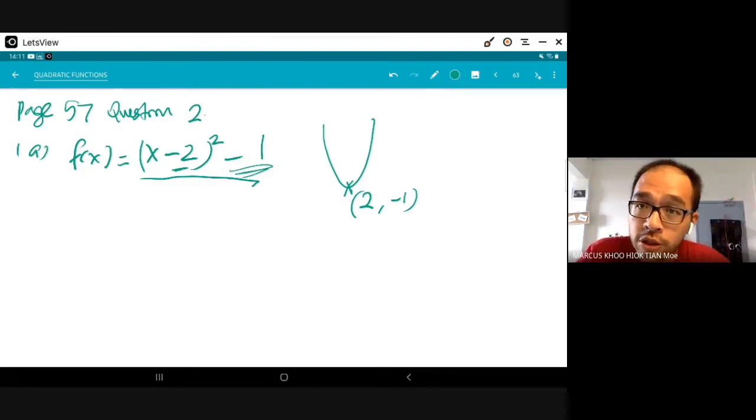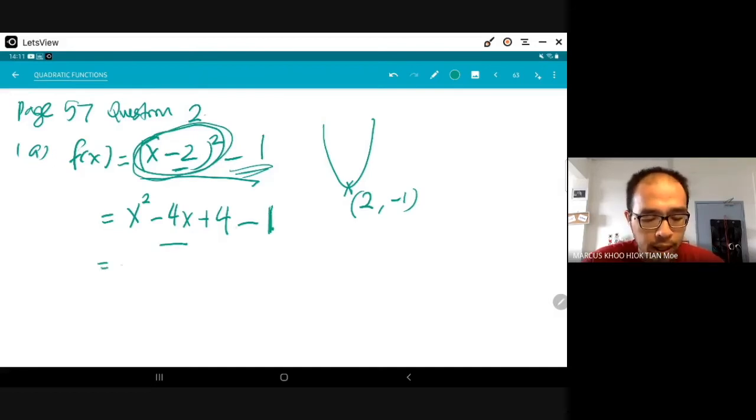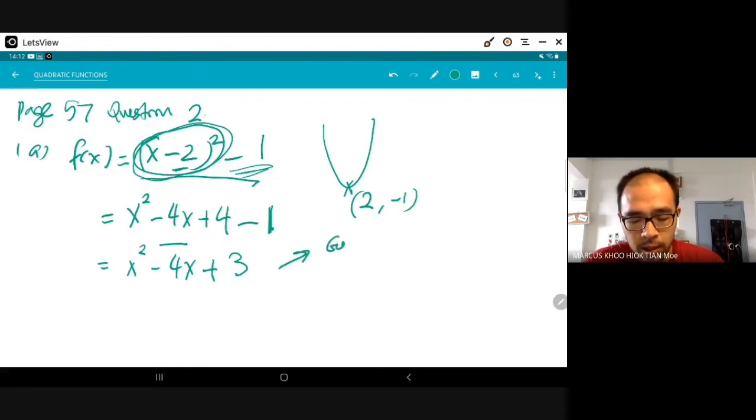Now let's change it to general form. How do we change it to general form? We expand. Kita expand ini dulu, kita akan dapat x squared minus 4x plus 4 minus 1. Minus 1 di sini. Can we simplify this? Can. x squared minus 4x plus 4 minus 1 is 3. Tada! General form sudah.